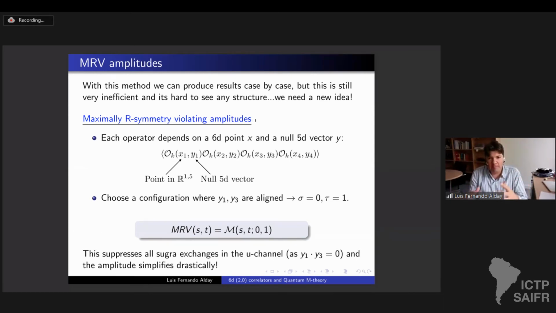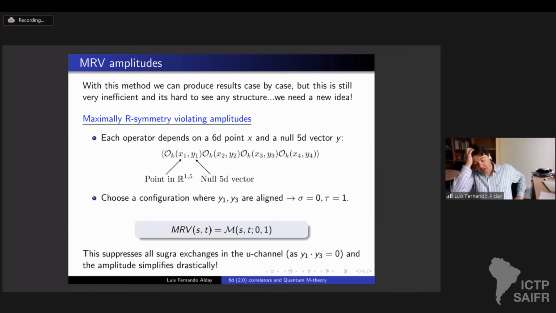And the idea of these MRV amplitudes is the following. Remember that I told you that each operator in the correlator depends on a 6-dimensional point x and a null 5-dimensional vector y. What we are going to do now is choose a configuration where y1 and y3 are aligned, so that y1 dot y3 is equal to 0 because they are null. In terms of the R-symmetry cross ratios, sigma and tau, this means that we are setting sigma to 0, and tau to 1. And this special amplitude for sigma equals 0 and tau equals 1, we call an MRV amplitude of S and T.